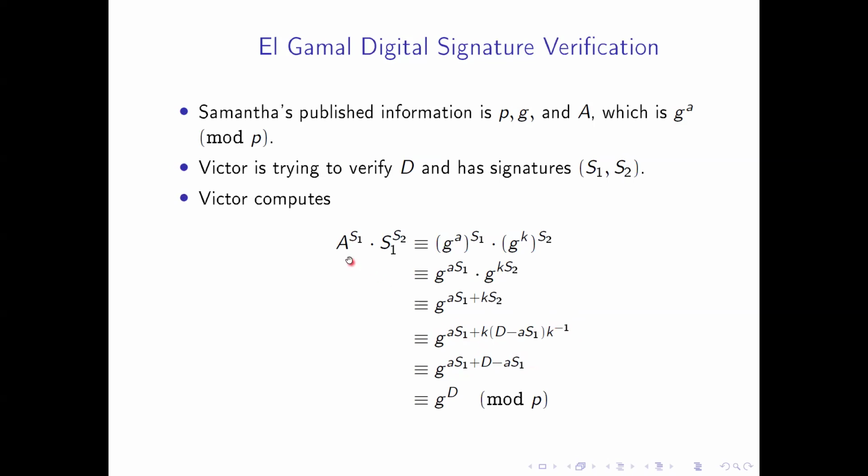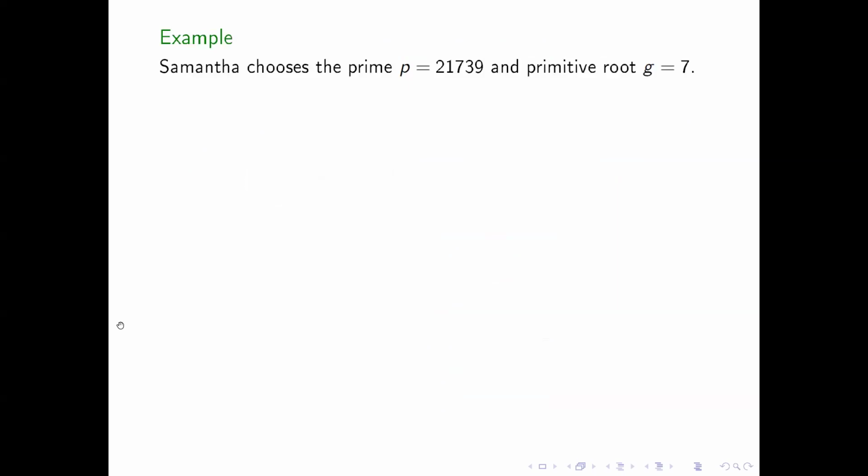So the things that Victor has to compute, he has to actually do 3 computations: A to the S1, S1 to the S2, and he has to multiply those. So that's 3 things. He still has to figure out G to the D, and then he does a comparison. So we have 3 calculations and a comparison to figure out this process. This is the El Gamal process. And let me just show you an example of it.